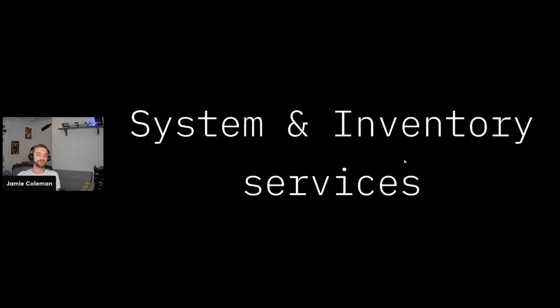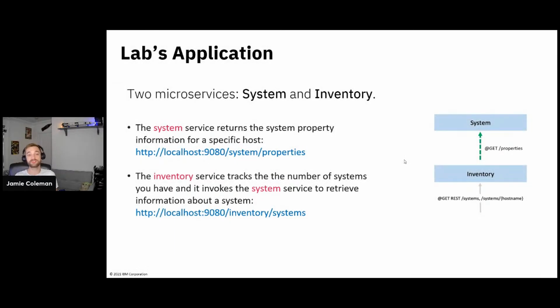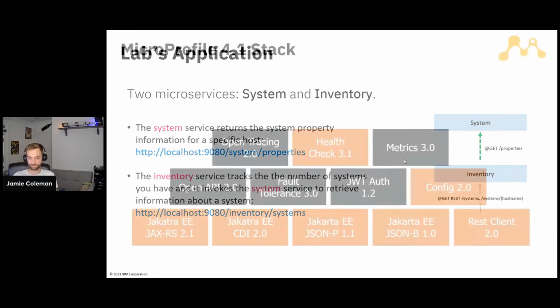So system and inventory. If you looked at my previous sessions, you will be familiar with these two microservices. Just to overview again, the system service just returns the properties of a specific host, and the inventory service tracks the systems it invokes and stores those properties in a list. So we can then recall that list and see all the different systems that are attached, which is cool.